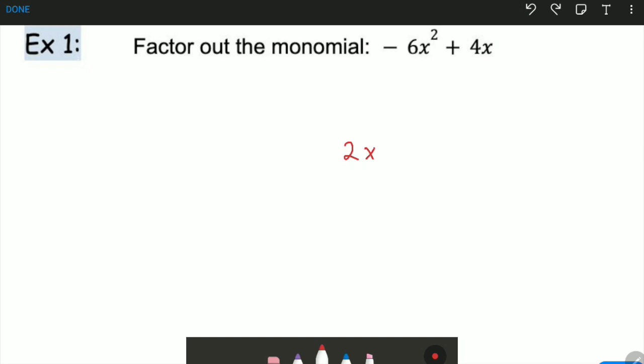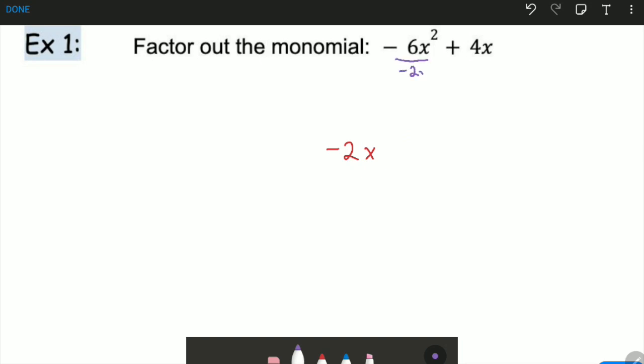And finally, the last thing I want to ask myself is, is the leading coefficient negative? Or is the term with the highest power negative? If you look, the x squared is our highest power. It has a negative coefficient, which means I actually want to pull out a negative 2x. So to factor out the monomial, I first started by finding the greatest common factor, which is negative 2x, which really isn't the greatest common, but it is the common factor we need to use.